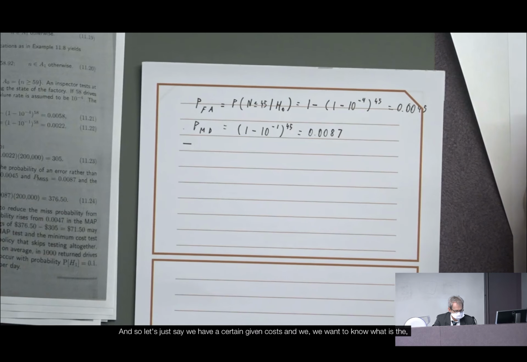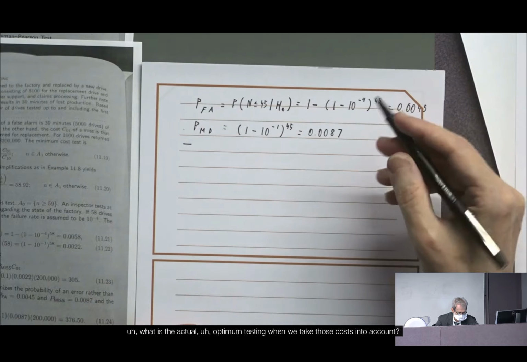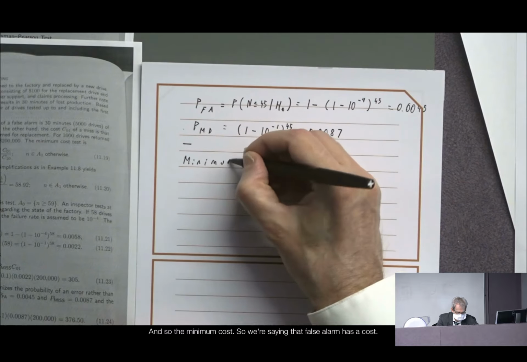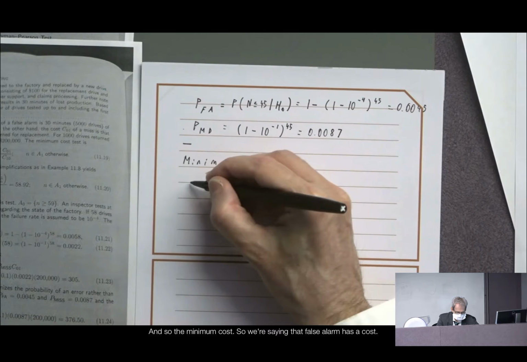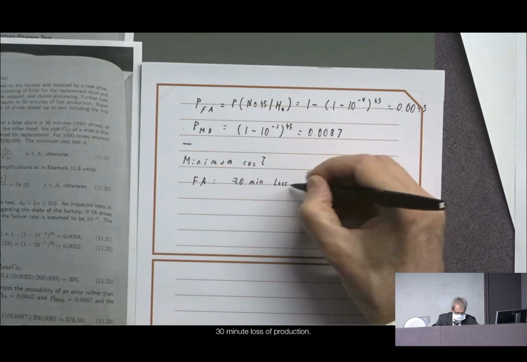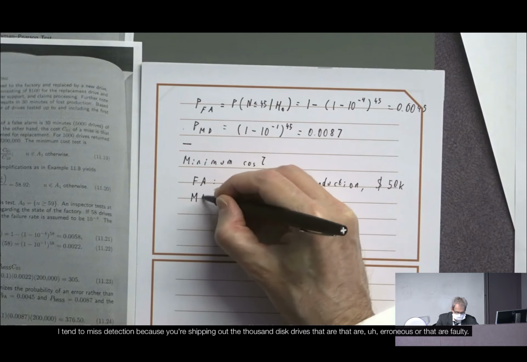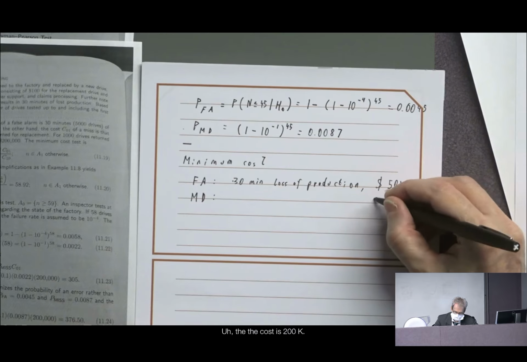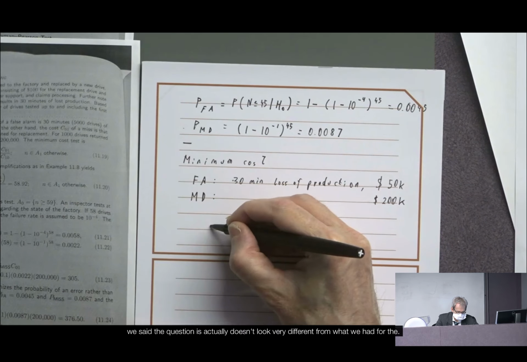And so let's just say we have certain given costs, and we want to know what the actual optimum testing is when we take those costs into account. So, minimum cost. A false alarm has a cost of a 30-minute loss of production. We're just saying this is $50,000. And then the misdetection, because you're shipping out 1,000 disk drives that are faulty, the cost is $200K.